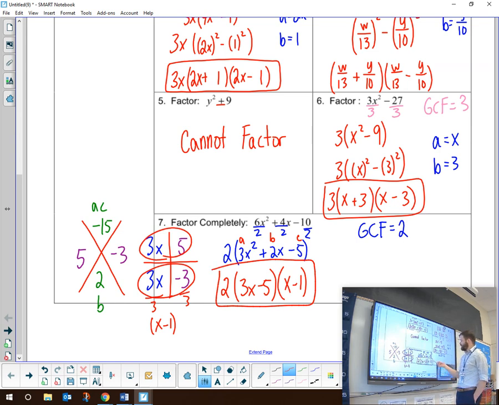So now we'll just check our answer. Oh, and I messed up, didn't I? I wrote a minus 5 right here. It should be a plus 5. Good thing I checked my answer, because 5 times negative 1 is a negative 5. 3x times x is 3x squared, so it makes sense.